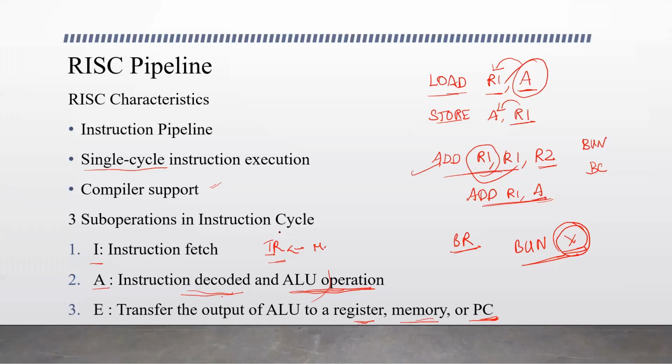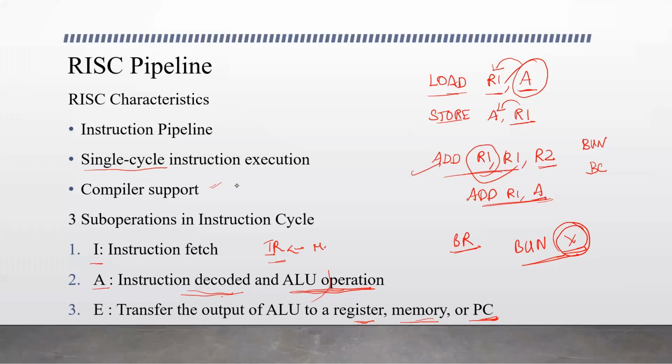As pipelining is implemented here, these sub-operations can be run in different segments and executed parallelly, and the instruction cycle time would be reduced. So the characteristics are instruction pipeline, single cycle instruction execution, and the compiler support given to these computers. These computers rely on these compilers to take care of all the difficulties that arise during pipelining, during this parallel processing.